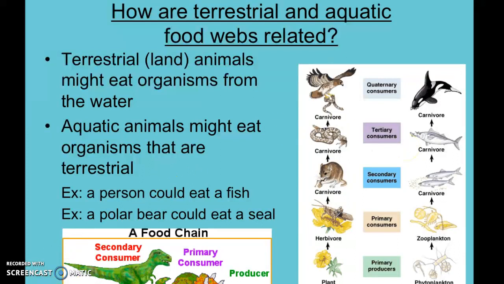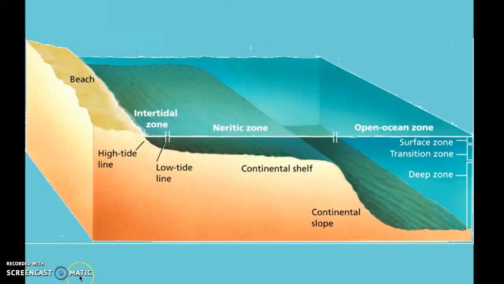Now, if you did not get this graphic earlier, here it is again, so that you could see it a little more clearly and a little larger. And you should be looking at your note sheet to label intertidal zone, neritic zone, open ocean zone, and then the 3 vertical light zones within the open ocean zone, which we'll talk about later: surface, transition, and the deep zone.